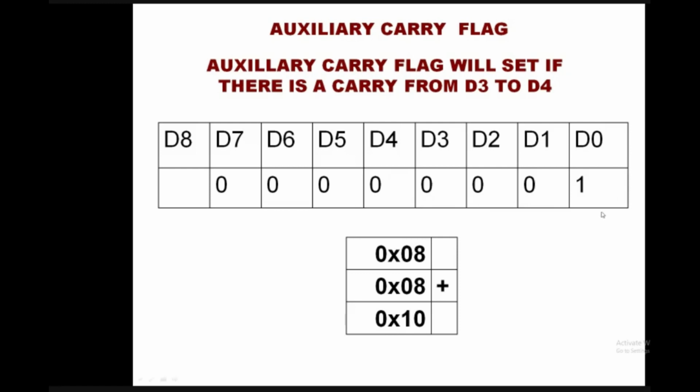A good example here is when 8 is added with 8, that means 1000 plus 1000. So 1 plus 1 is 10. There will be a carry from D3 to D4, then the auxiliary carry flag will set. We'll see some examples so that you can understand much better.